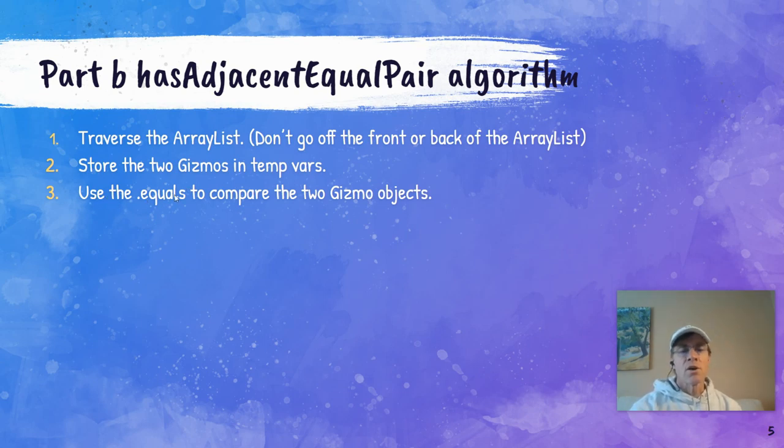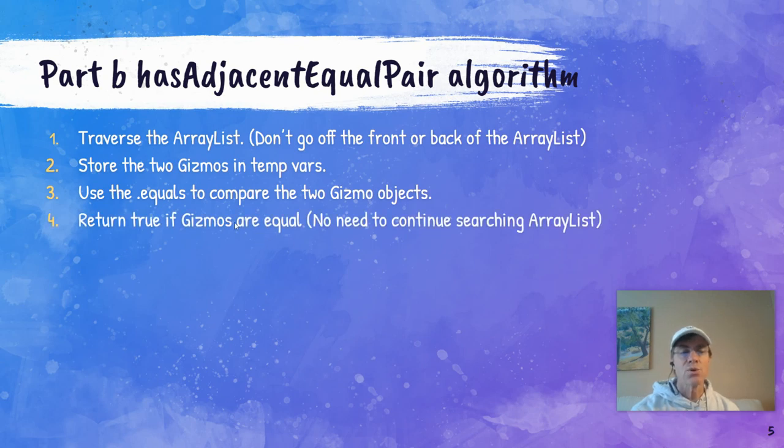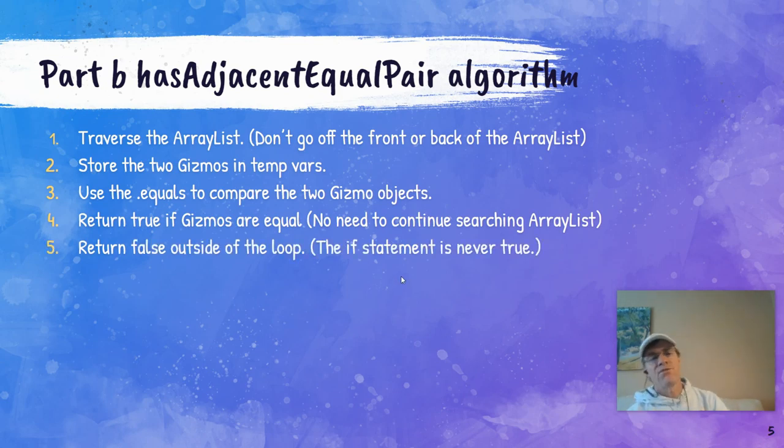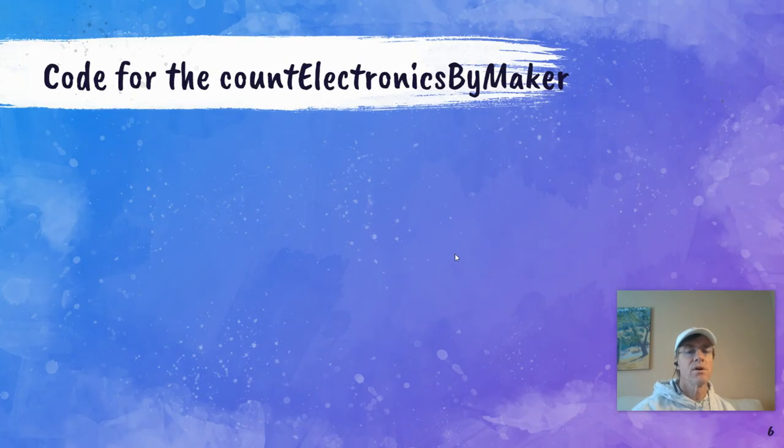All right, so I'm going to call the dot equals method. If that is the case, I'm going to return true. So there's no need to continue searching, as long as there's one set of pairs that is equal, I'm done. So I'm going to return true if that's the case. If I finish traversing the array and I have not returned true at that point, then I'm going to return false. All right, so that if statement was never true, so they've all got to be false.